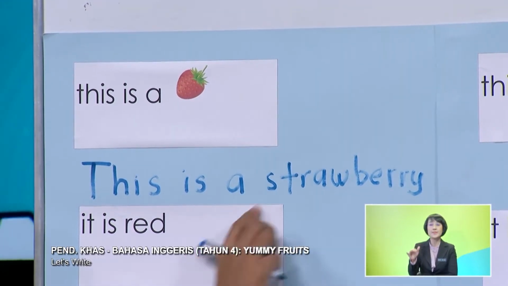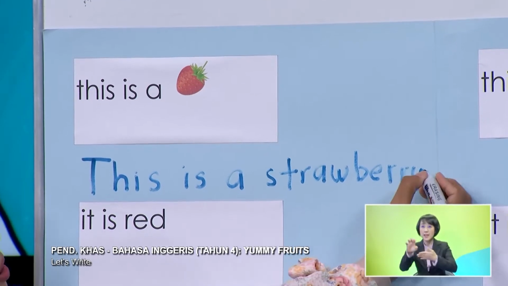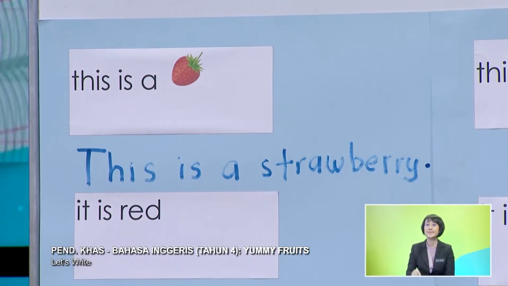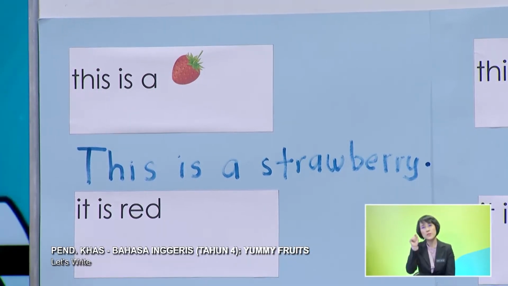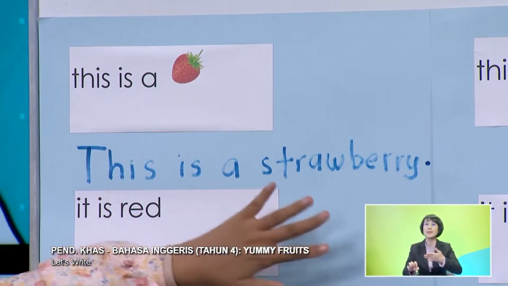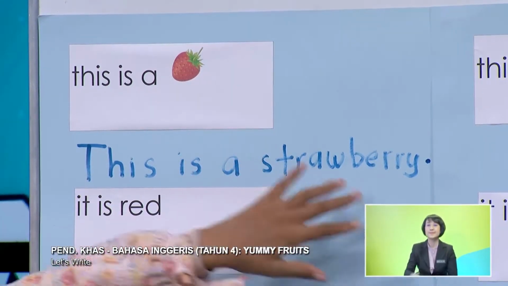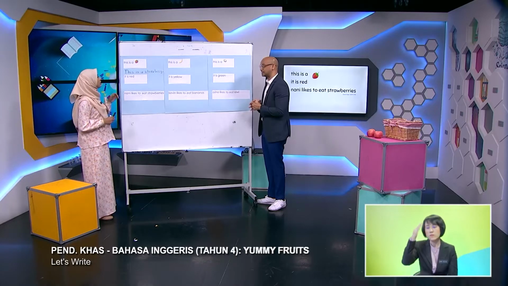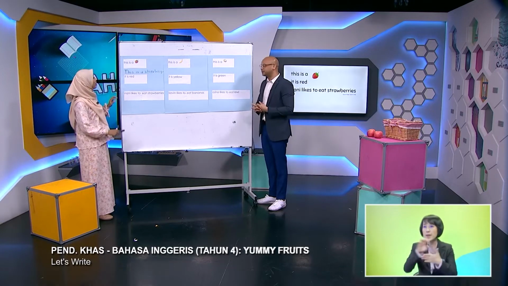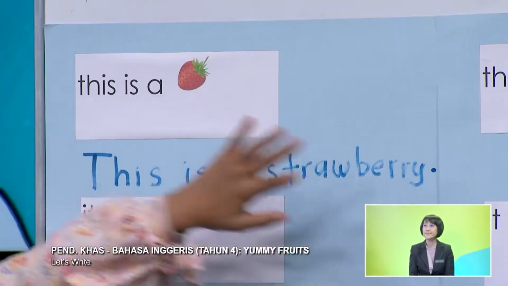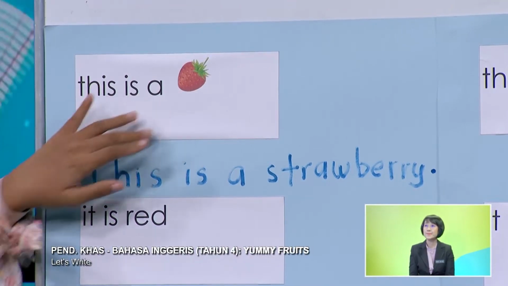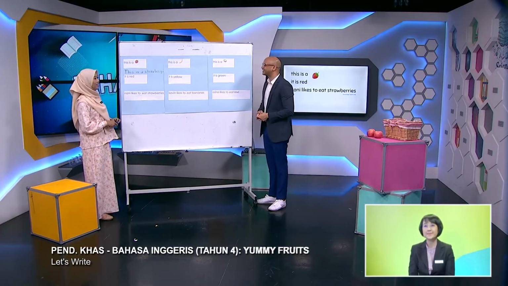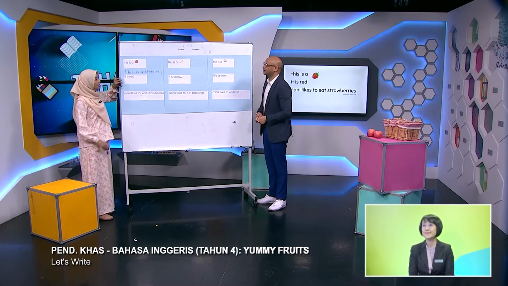Another thing, at the end of the sentence, we need to write a full stop. Why do we need to put a full stop? Because that is the end of the sentence. We need to stop. This is a strawberry. If we don't put a full stop, then we won't know when the sentence ends. If you didn't put a full stop here, you will read, this is a strawberry, it is red, Nani likes to eat strawberries, this is a banana. Okay, I understand. Can we proceed to the second sentence?